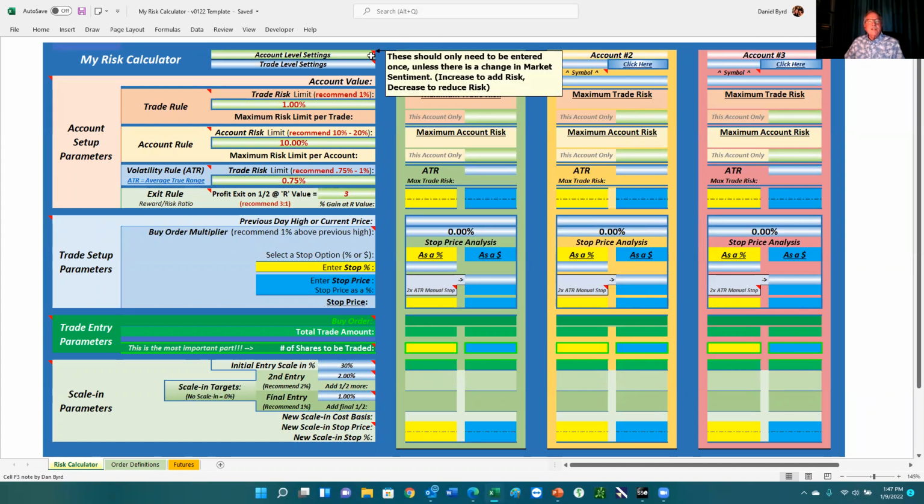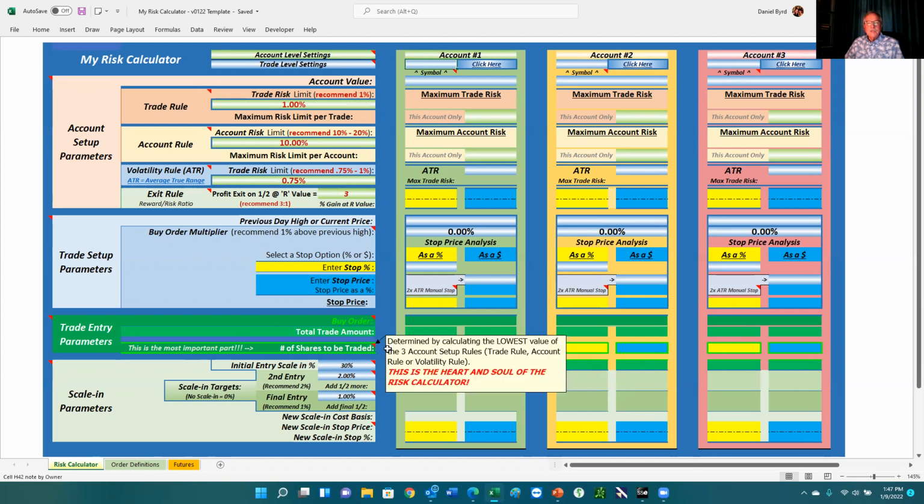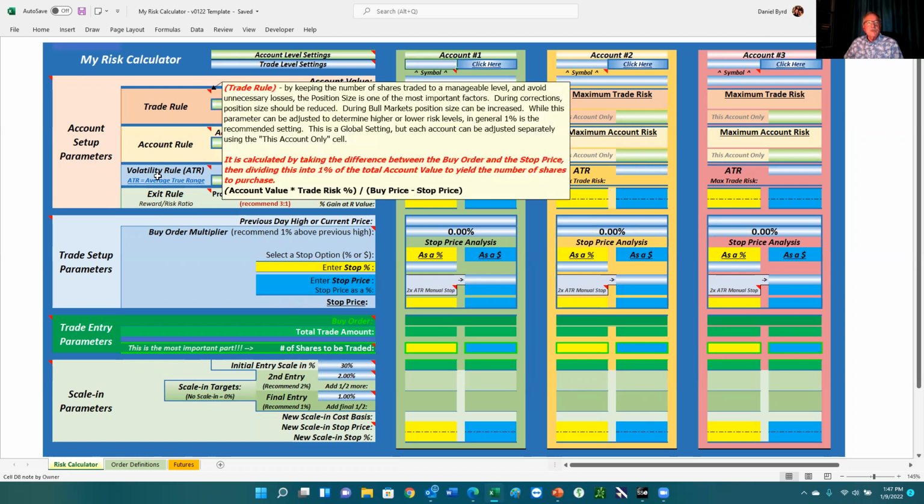At any rate, this also has a bunch of instructions on how to use the thing. So at a high level, this is a risk management spreadsheet. This is something I did not have when I traded, and I should have. The most important part is right down here: the number of shares to be traded. This will tell you how many shares you can buy, based on my risk tolerance and my stack of cash. These 3 rules right here.